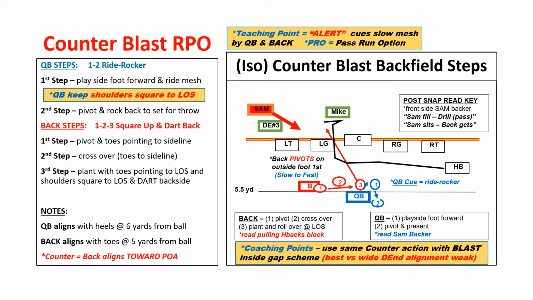The running back is going to use his pivot, so he's slow to fast again, and then 3 steps to the midline of the quarterback with his third step having his toes pointing straight to the center, so he can now follow the isolation block by the H-back on the Mike backer.